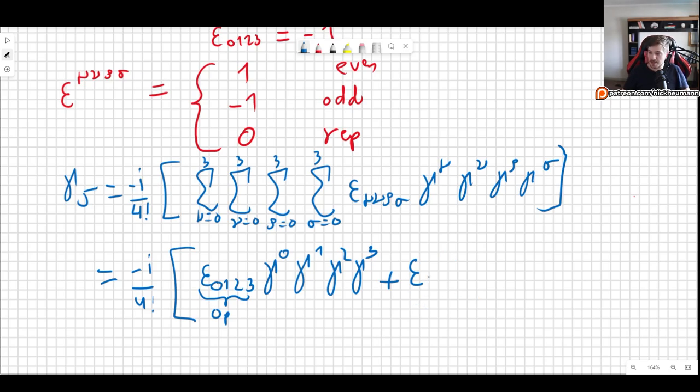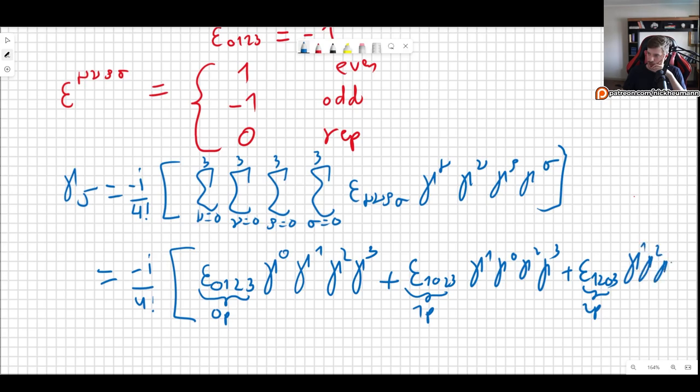Then we have epsilon, and we will do one permutation. So we get 1, 0, 2, 3. So this is one permutation. Then we have gamma 1, gamma 0, gamma 2, gamma 3. So notice that there is one permutation here as well. Now we go for two permutations. Epsilon 1, 2, 0, 3. So that's two permutations, and we get gamma 1, gamma 2, gamma 0, gamma 3.